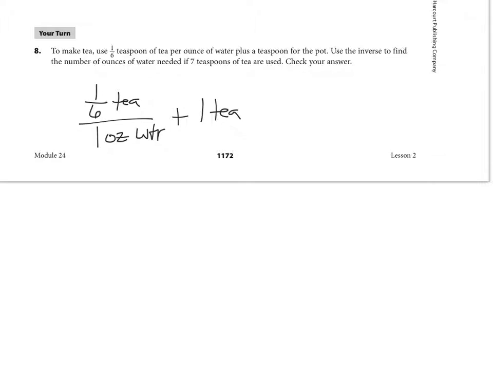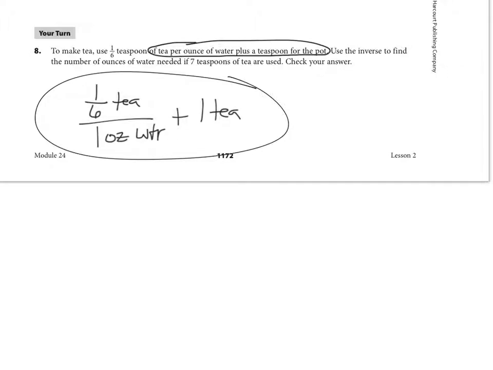Okay, so what we don't know here is how much water was being used. So from our relationship up here, basically what we get is this equation: T equals 1/6 W plus 1. The total number of teaspoons is 1/6 per water, being our slope, plus the 1 teaspoon we add in the pot itself. So there's our function.